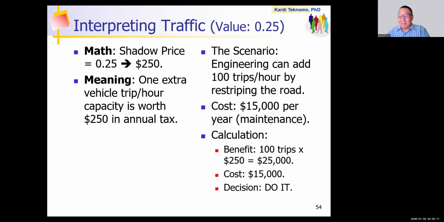This is the urban planning application. You can compare the infrastructure cost, this one 15,000, with the economic benefit. So shadow price represents the economic benefit. Is it clear or not? Is it something useful?